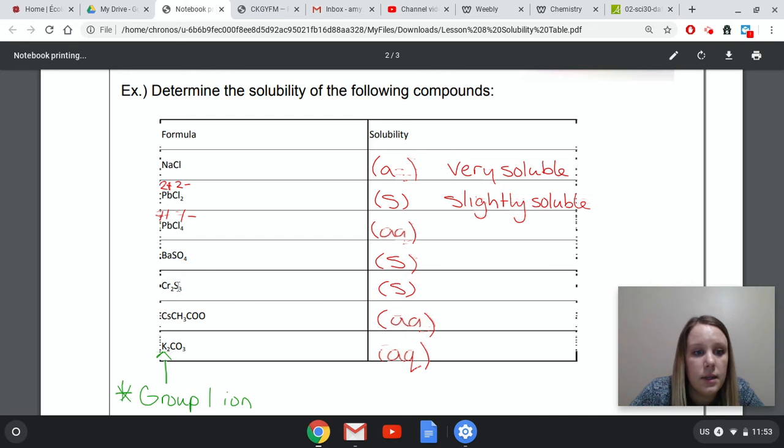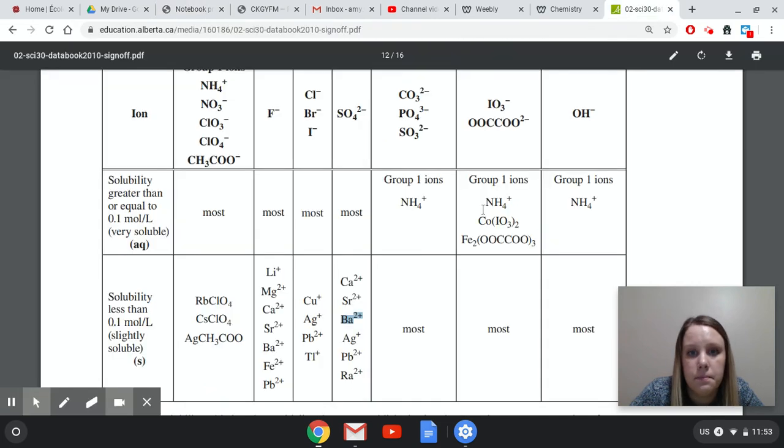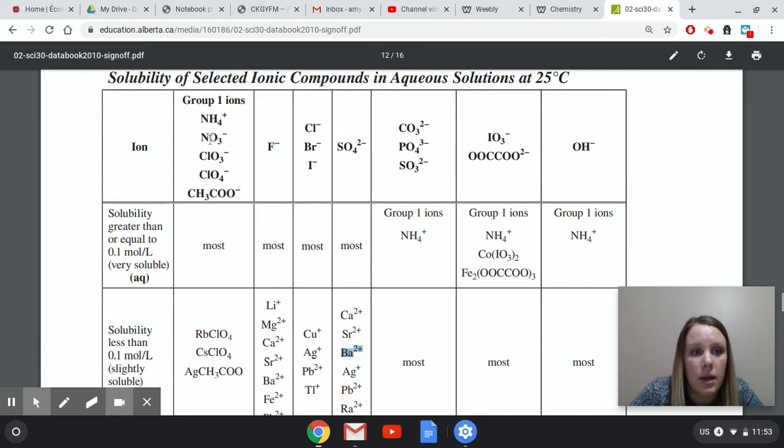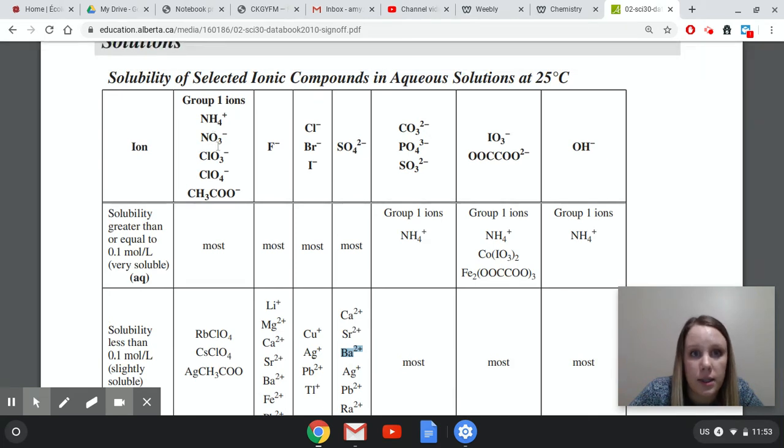Next one. We have sulfur here and chromium. So if I look at the top, I'm looking for sulfur and chromium. I can't find either one of those on this solubility table.